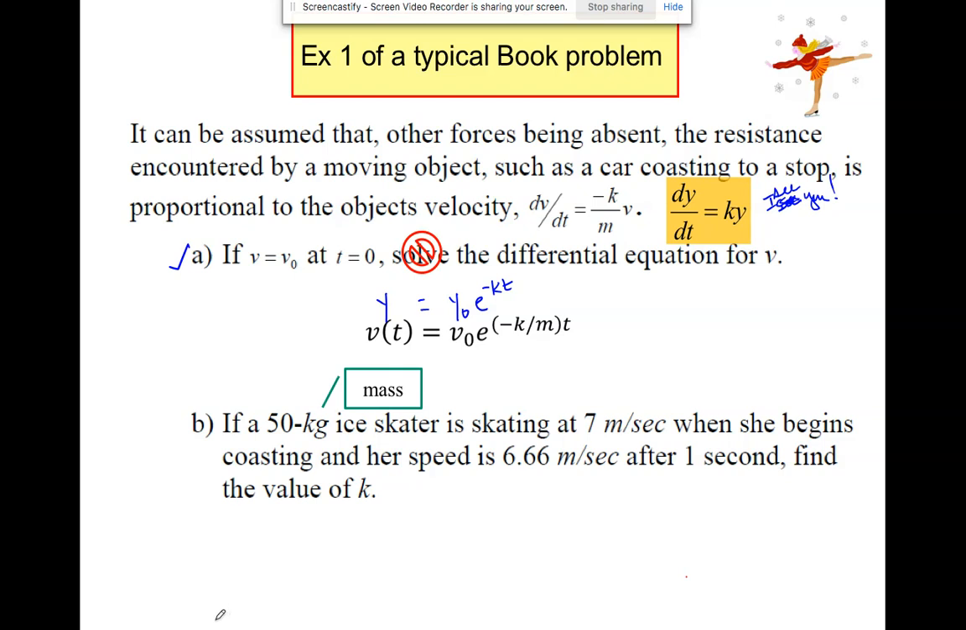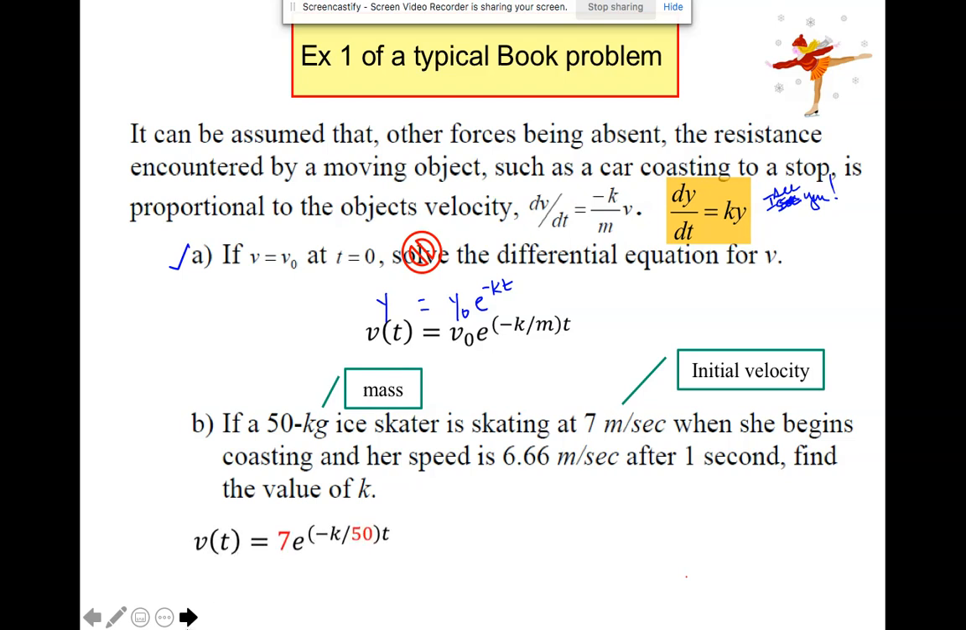So, part B, 50 kilograms. The units tell me that's the mass. The mass is constant. I'm just going to plop that into the equation and forget about it. She is skating at 7 meters per second. That's the first velocity I know: when she started to coast, she was going 7 meters per second. The units told me that was velocity. So I filled in the equation with the 7 and the 50, from part A, initial velocity when she started to coast, and a mass of 50 kilograms.